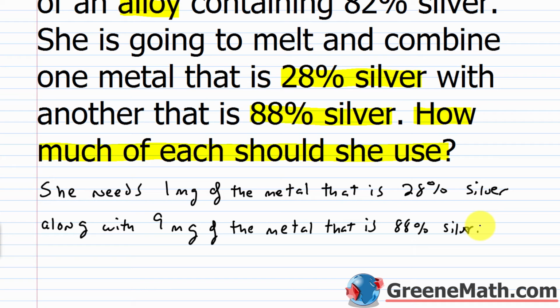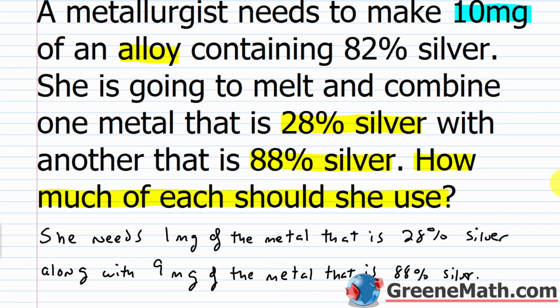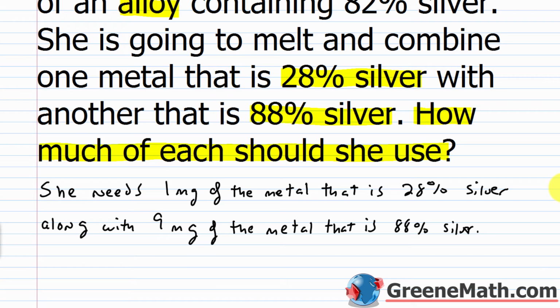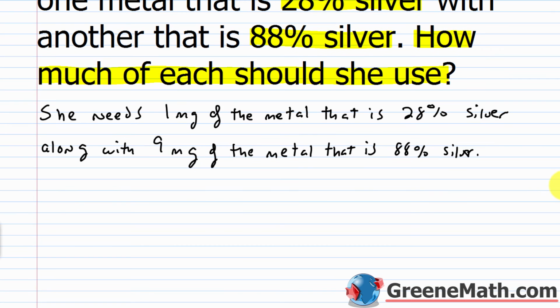So check everything out. If you go back up, a metallurgist needs to make 10 milligrams of an alloy containing 82% silver. So we know that 1 milligram plus 9 milligrams is 10 milligrams, so that part checks out. We just need to check the pure amount of silver in the substance. Our goal is to have 82%. So if we have 1 milligram that's 28% silver, so times 0.28, and we add that to 9 milligrams that's 88% silver, so times 0.88, this should be equal to 10 milligrams times 0.82.